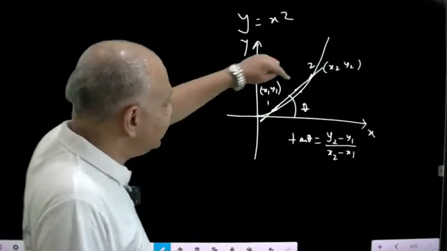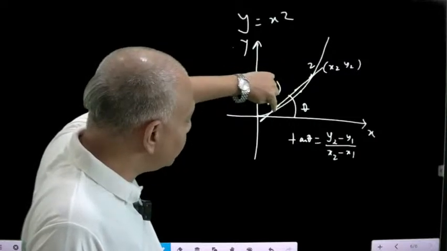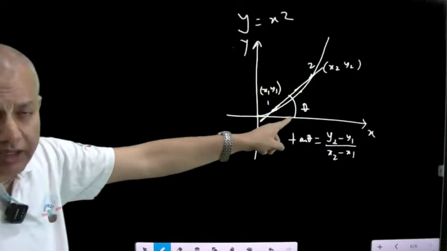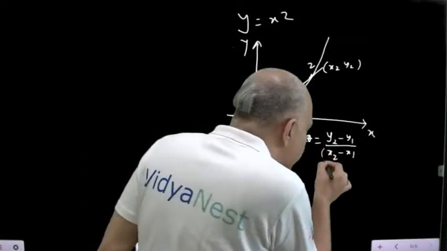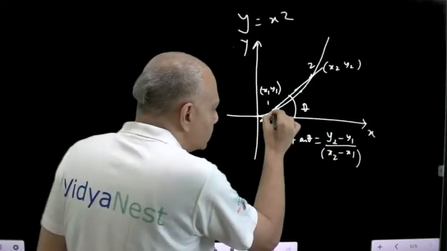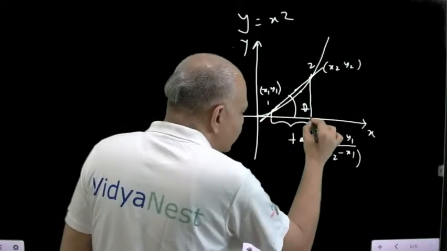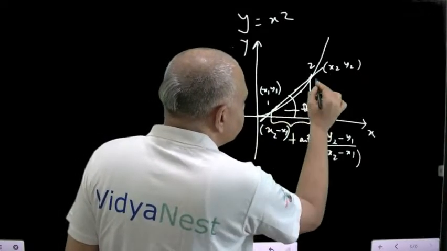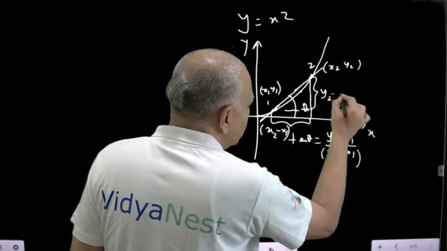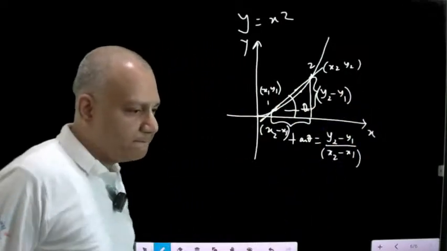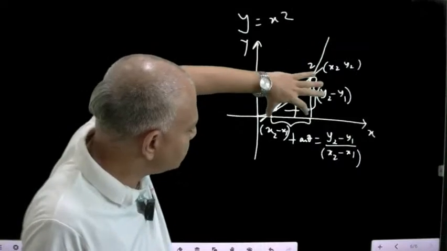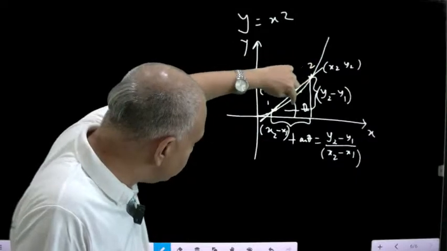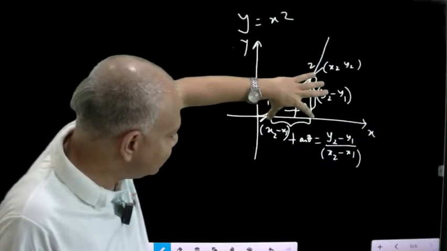Point 2 is moving, it is coming towards point 1. More and more, point 2 is going to come nearer to 1. What is going to happen? You can see this is x2 minus x1, isn't it? And this portion is y2 minus y1, isn't it? This portion y2 minus y1, this portion x2 minus x1. We can observe that when this point is moving towards point 1, this length is going to reduce.